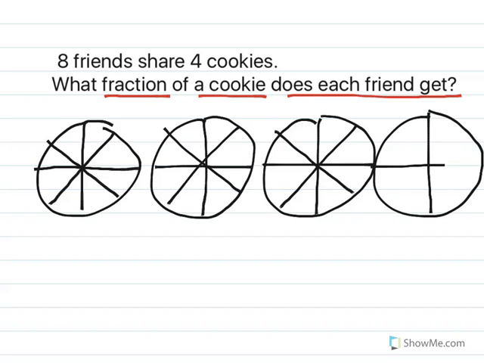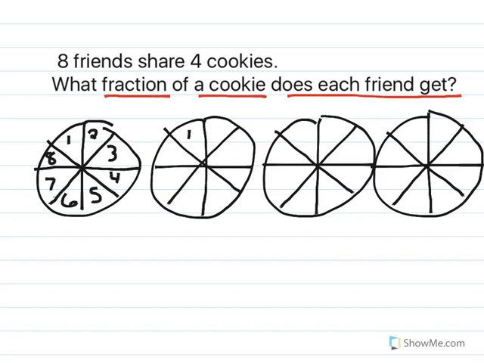Making the pieces as even as I can. Okay, so now I have my 4 cookies that are broken into 8 pieces for each of the 8 friends. Now here, the first friend is going to get this piece, the second that one, the third, the fourth, the fifth, the sixth, the seventh, and the 8th friend. So each person got 1 piece of that cookie.